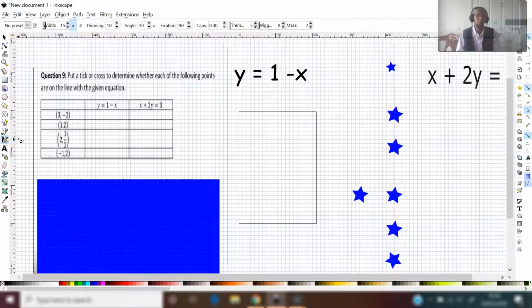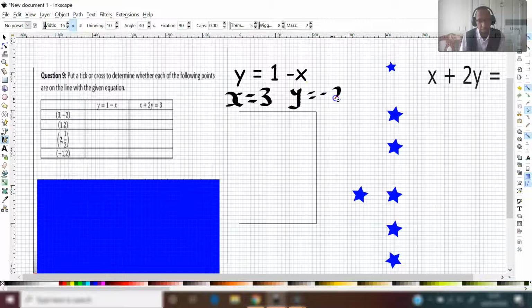But how can we work that out algebraically without having to draw a line? You can do it, but there's a quicker way, and maths is all about efficiency. If I use my coordinates, x is 3 and y is -2, I will write that here just so that I know what I'm working with.